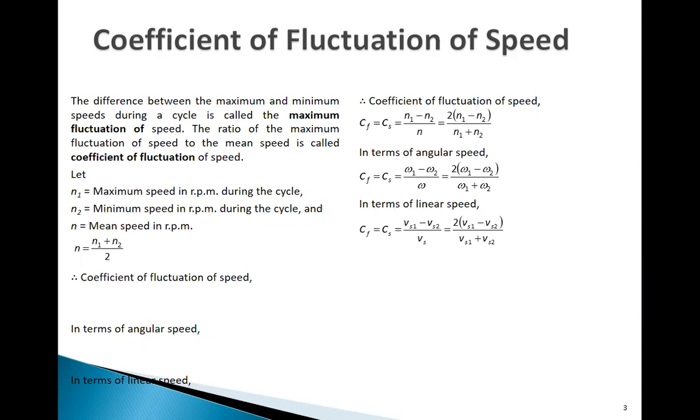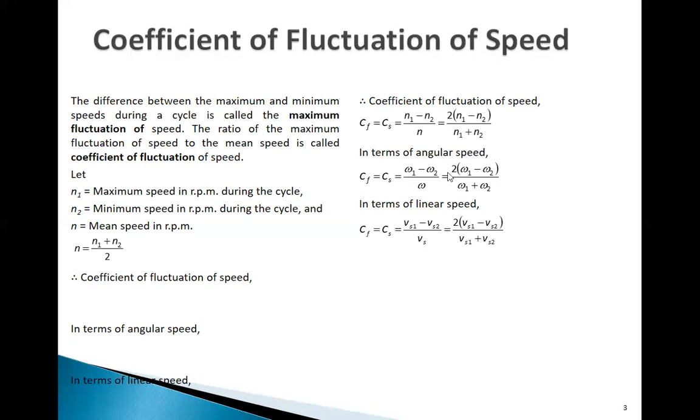So, the difference between the maximum and minimum speed during a cycle, kasi may range siya, bumabago, is called the maximum fluctuation of speed. The ratio of the maximum fluctuation of speed to the mean speed is called the coefficient of fluctuation of speed. Let N sub 1 be the maximum speed in RPM during the cycle, N sub 2 the minimum speed in RPM during the cycle, and N the mean speed in RPM. N is equal to (N1 + N2) over 2. So therefore, the coefficient of fluctuation.